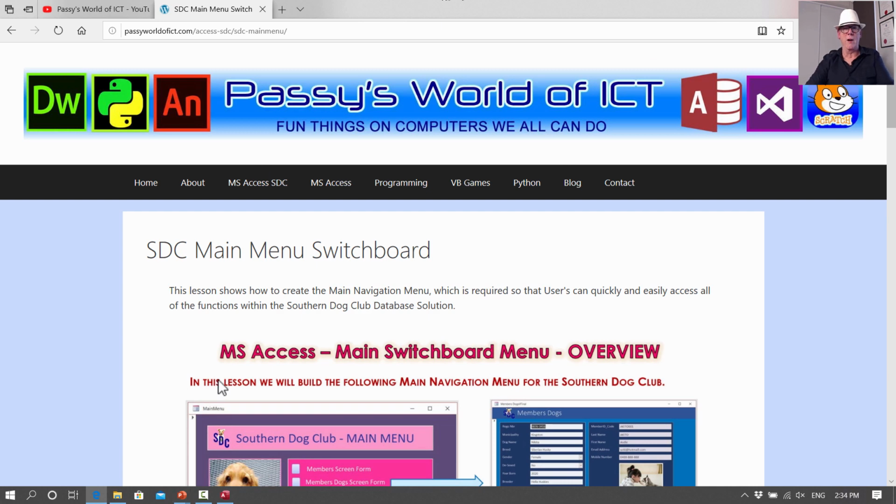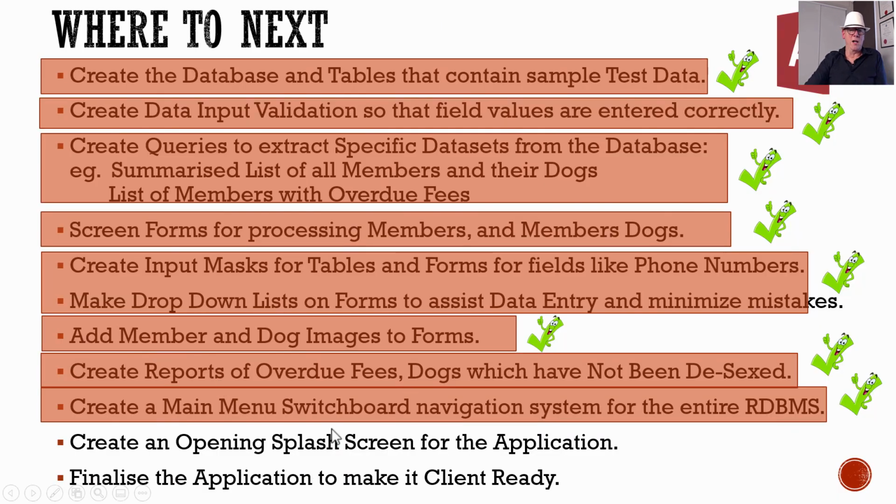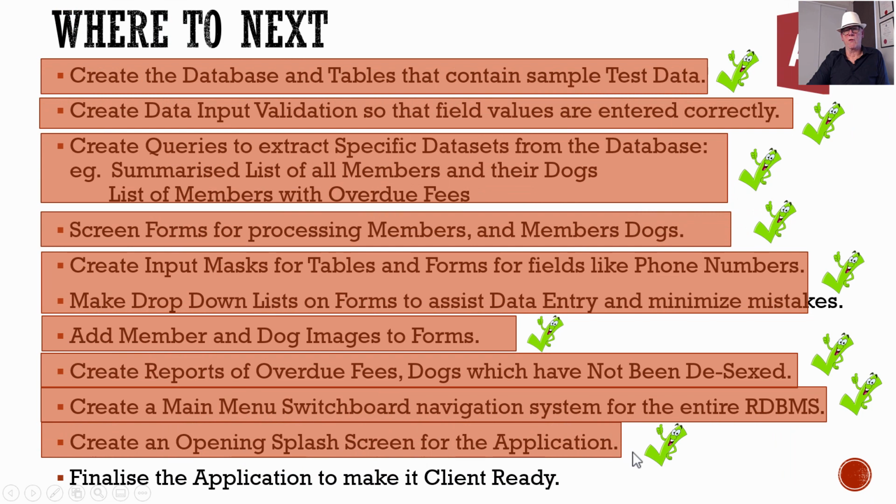We better get this lesson wrapped up. We're just ranting and ranting. So create the opening splash screen for the application. That's what we've just done. I won't clap because remember last time I clapped on the last video, the dog came running in and went psycho for some reason. But there is one more lesson that we're looking at, which is finalizing the application to make it client ready.